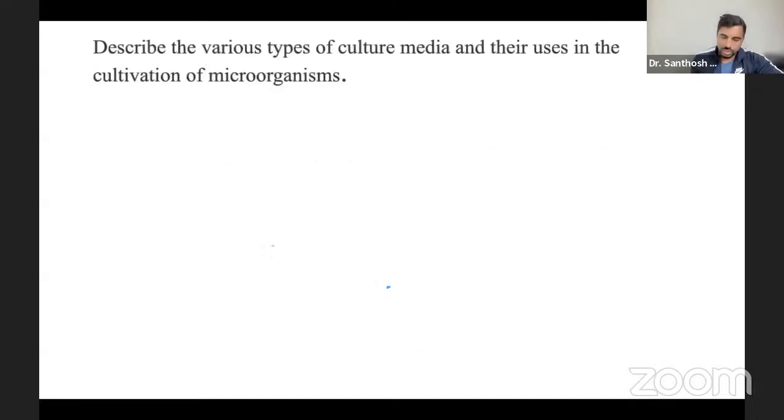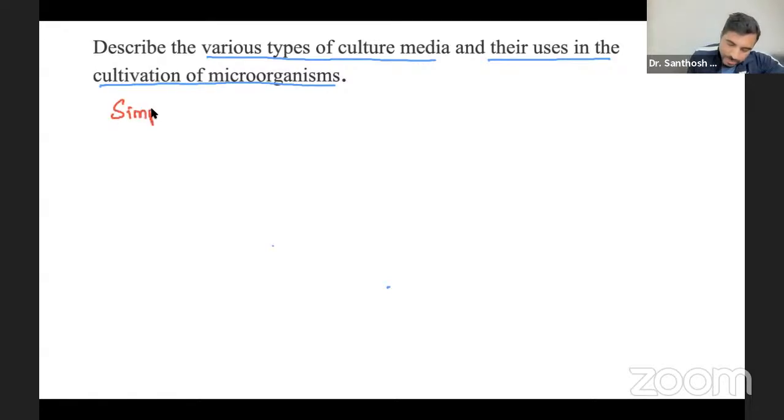Okay, that's all. Now, the next question is describe various culture media. This is another important question. It can be a short note also: culture media and their uses in the cultivation of microbes. When we talk about culture media for growing bacteria, what are the important culture media? First of all, we have to classify them.